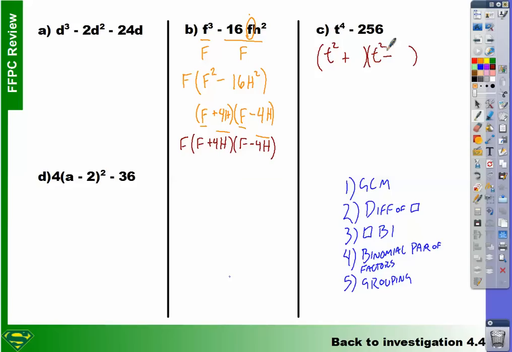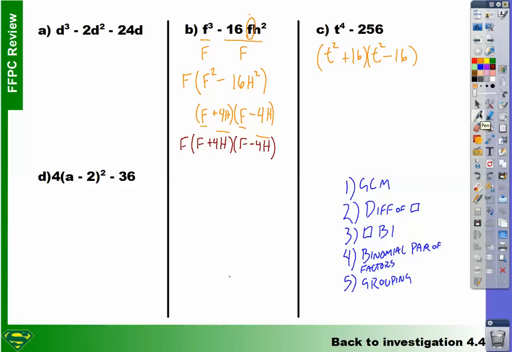What is the square root of 256? Jenna? 16. It is 16. So I have successfully factored. Oh, awesome. So I've successfully factored the difference of squares the first time.